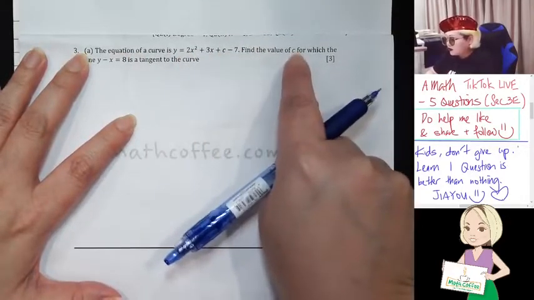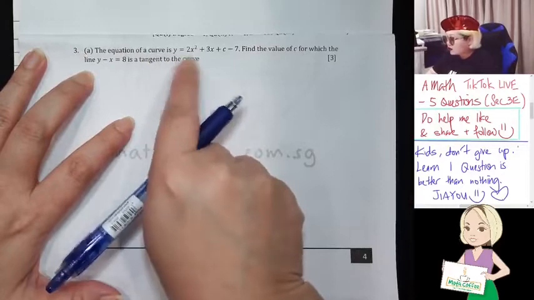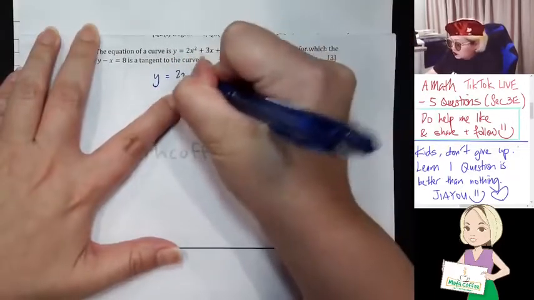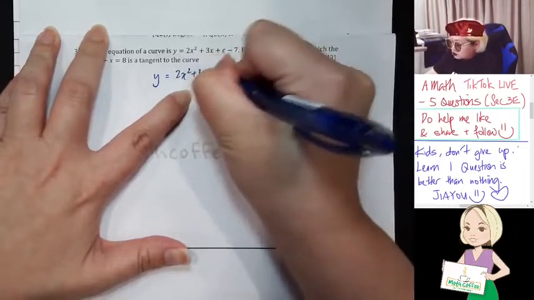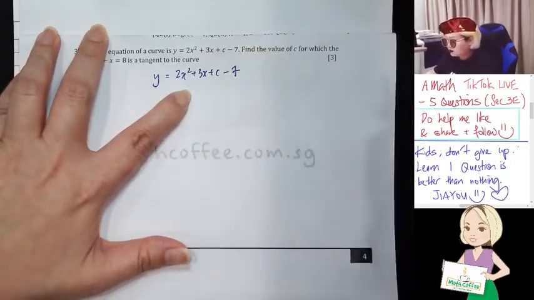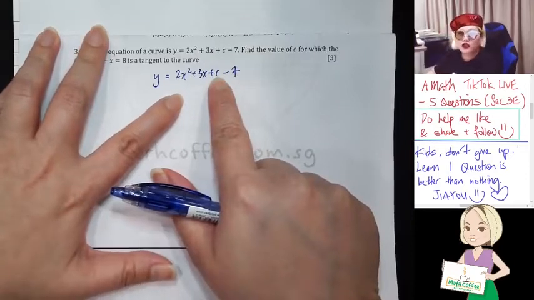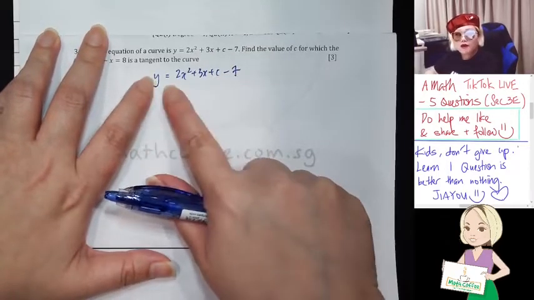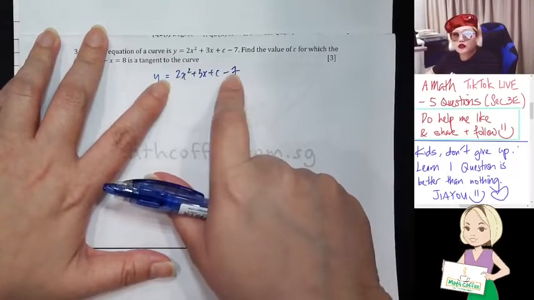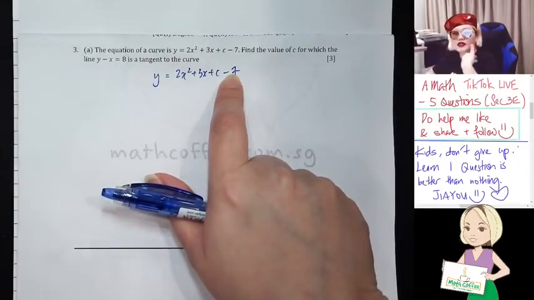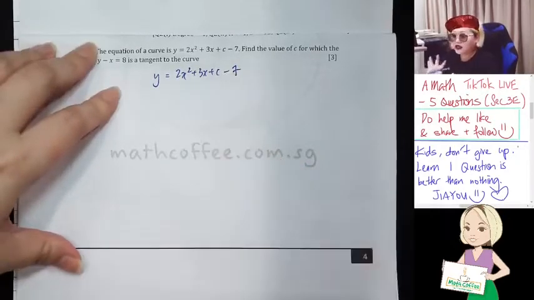Find the value of c for which the line is a tangent to the curve. So let me write down the curve first, which is y equals 2x squared plus 3x plus c minus 7. See, there's an unknown c inside. Remember I told you about this topic, quadratic function and inequality. Most of the time, in the equation of the curve, other than seeing x and y, you will see an unknown alphabet. So in this case it is unknown c. It's okay, just leave it there first.